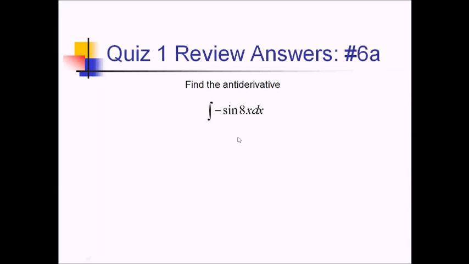For this problem, I have to be mindful of the 8x inside the sine function. Now, the antiderivative of sine is cosine, or actually negative cosine. This negative out in front makes it a positive cosine of 8x. But then, since I have a linear inner function, I have to take the derivative of that and divide by its derivative. So I'm really dividing cosine of 8x by this 8 in here. So when the dust settles, I have 1 over 8 cosine of 8x plus a constant.